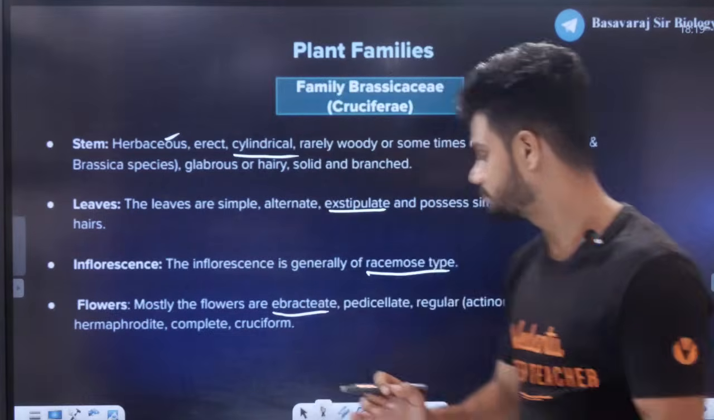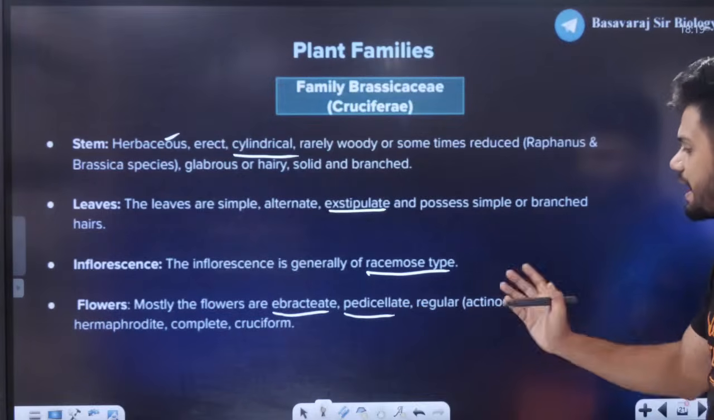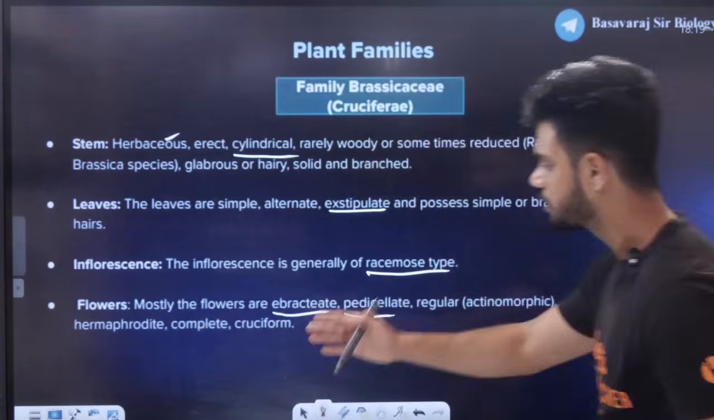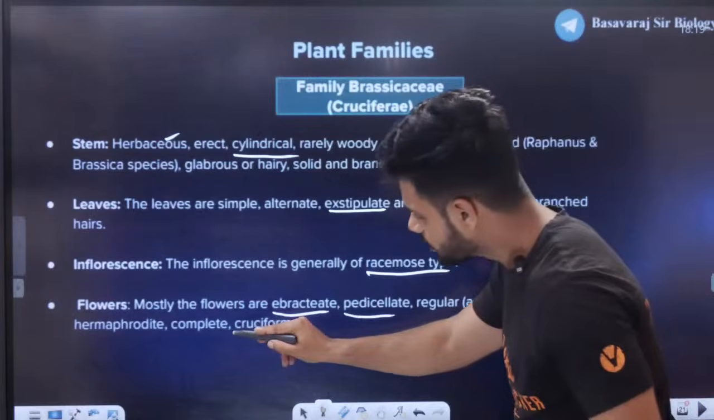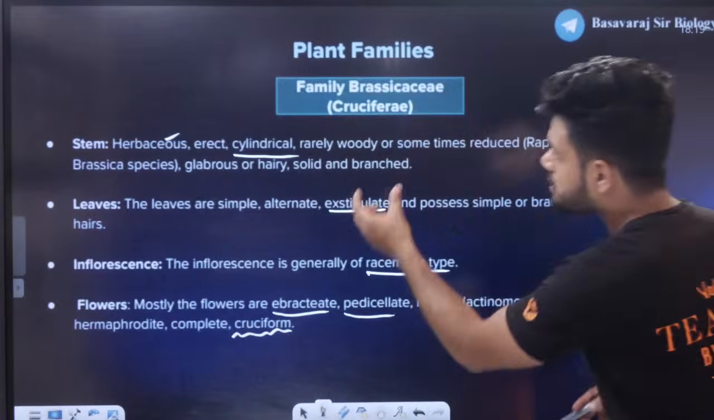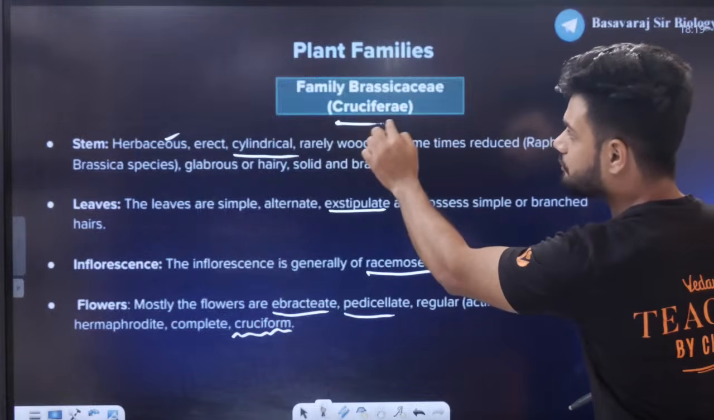Bract is absent. Okay. Pedicellate. Okay, pedicel is present. Regular actinomorphic. Okay, hermaphrodite, bisexual condition, complete. Cruciform. Now, what is this cruciform corolla? Now, understand one special term here. This particular family is called as Brassicaceae or Cruciferaceae.